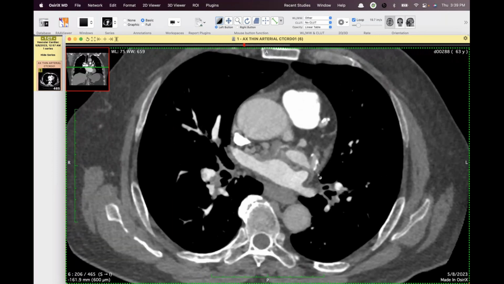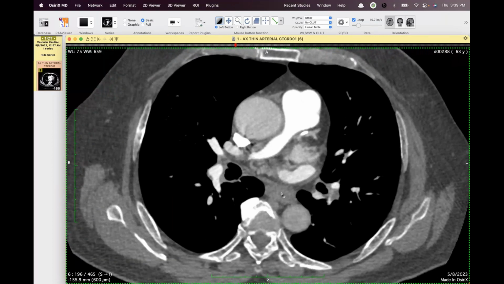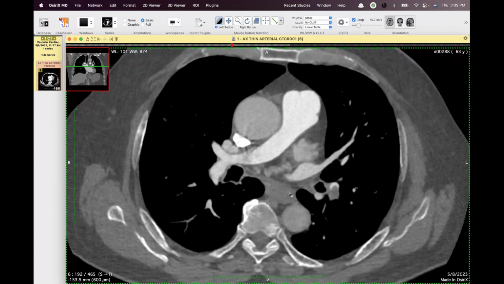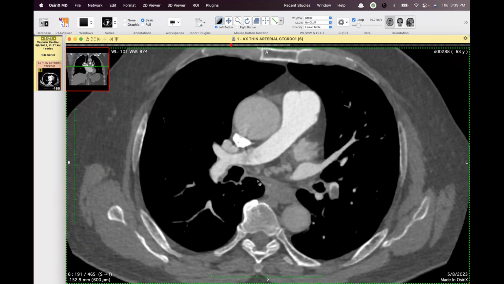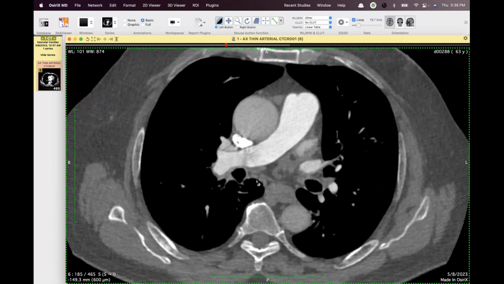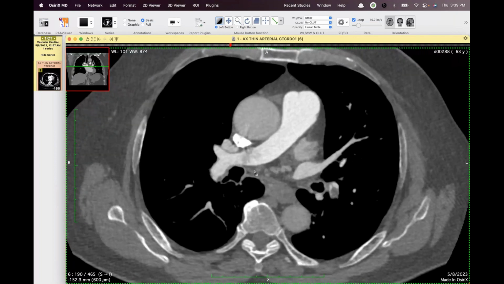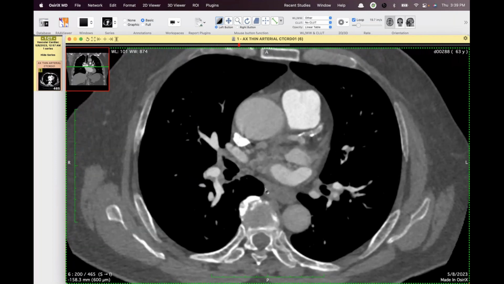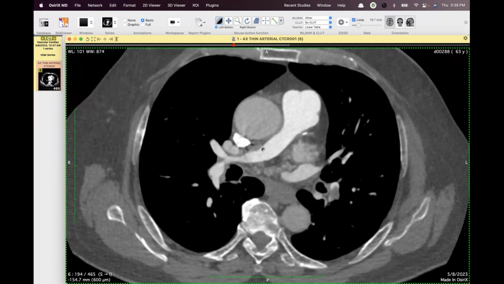And the short answer is yes. And I think this is a really cool smoke case, actually, because the first time you're scrolling through, you just kind of blow this off as maybe a little bit of streak, maybe a little bit of heterogeneous flow in that right pulmonary artery. But we'll come back to this in a moment.